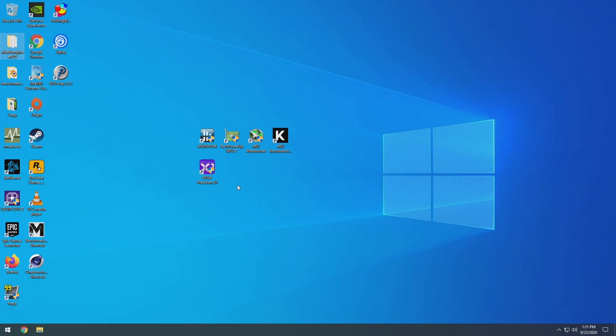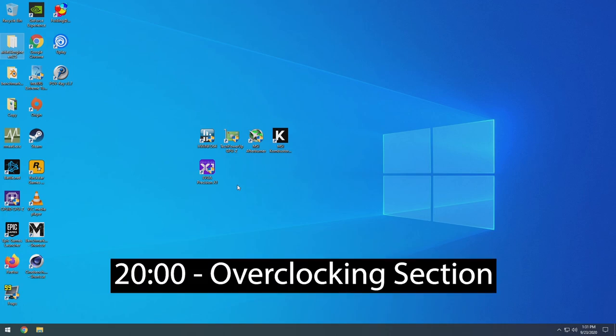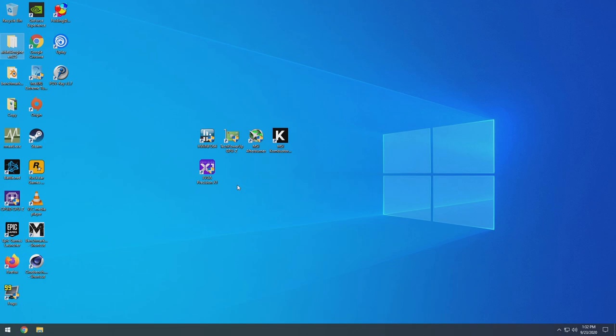Anyways, before we get too far into this, I want to point out that if you just want to type in the values I type in, they're probably not going to work. I will put a timestamp on where I'm going to when I start moving the sliders around and all that, but if you were to type those values in, it probably is not going to work. That being said, let's go ahead and actually start the overclocking section.